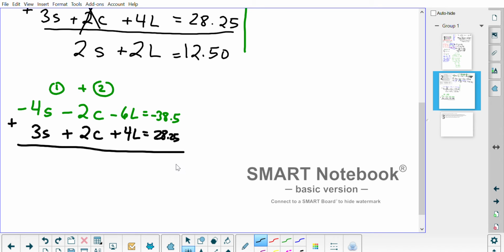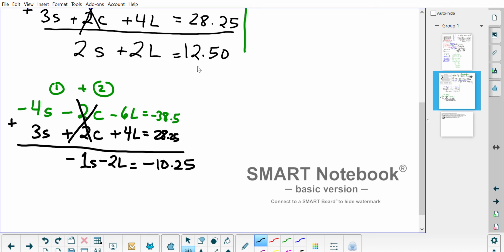Is equal to a negative 1025. Negative 6l plus 4l, that's going to give you a negative 2l. Negative 2c plus 2c, well, they're additive inverses again, so I can go ahead and cross those out. And then I have a negative 4s plus 3s. That just gives us a negative 1s.